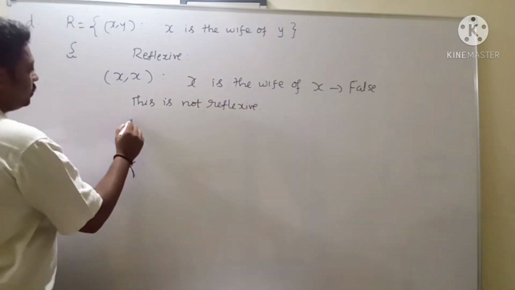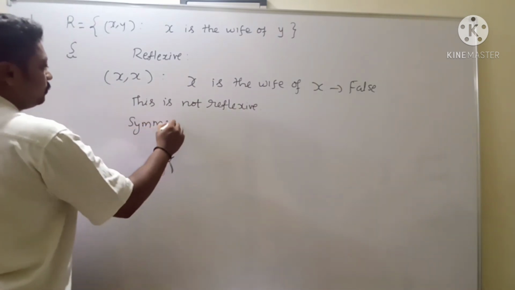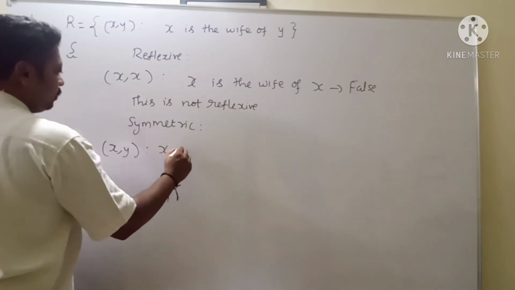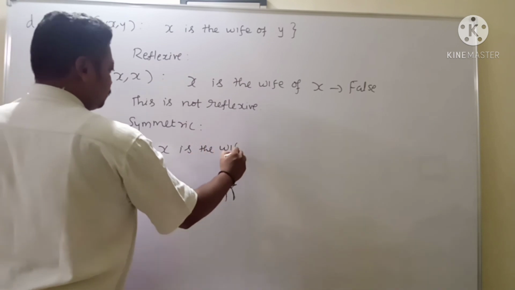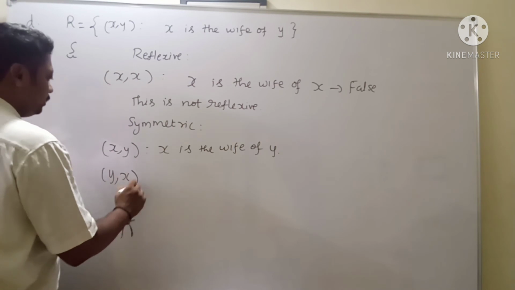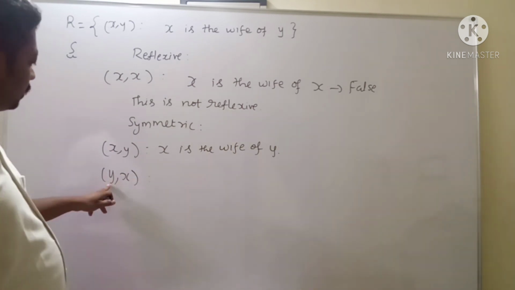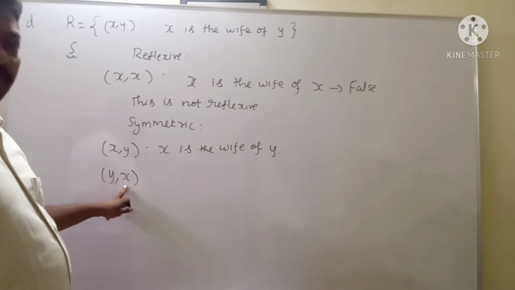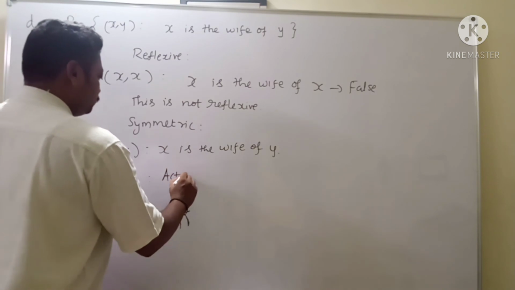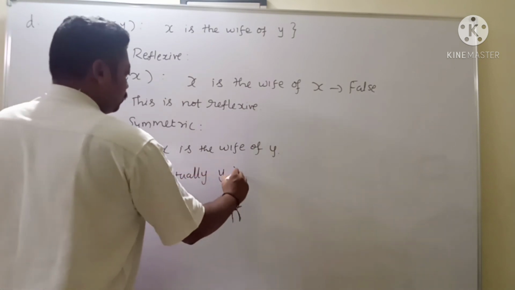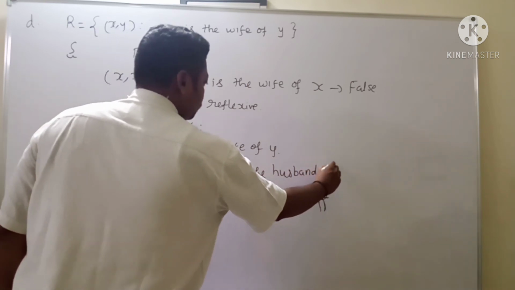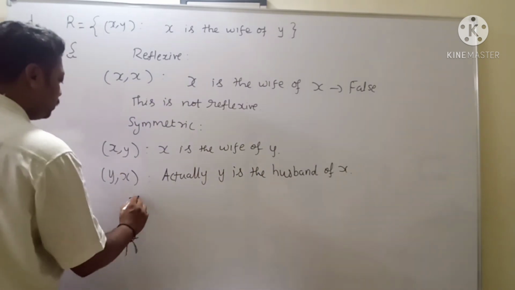Next, check for the symmetry. If you write x comma y, x is the wife of y. If you write y comma x, it says y is the wife of x, which is false. Actually y is the husband of x, right? So this is not symmetric.